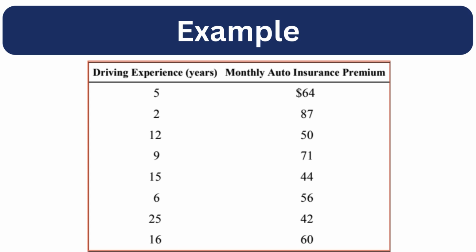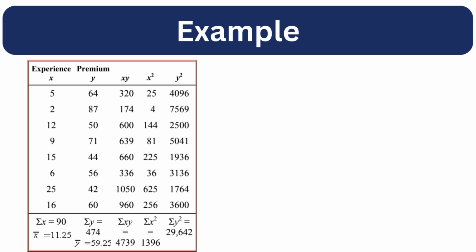Now let's take an example. We have a dataset that contains two variables. The independent variable is driving experience in years, and the dependent variable is monthly auto insurance premium in dollars. So we need to train a machine learning model that can predict the monthly auto insurance premium based on the driving experience. For ease of calculation, we first create a table like this. It contains the values of x, y, xy, x square and y square. And in the last row we have taken the summation of all.